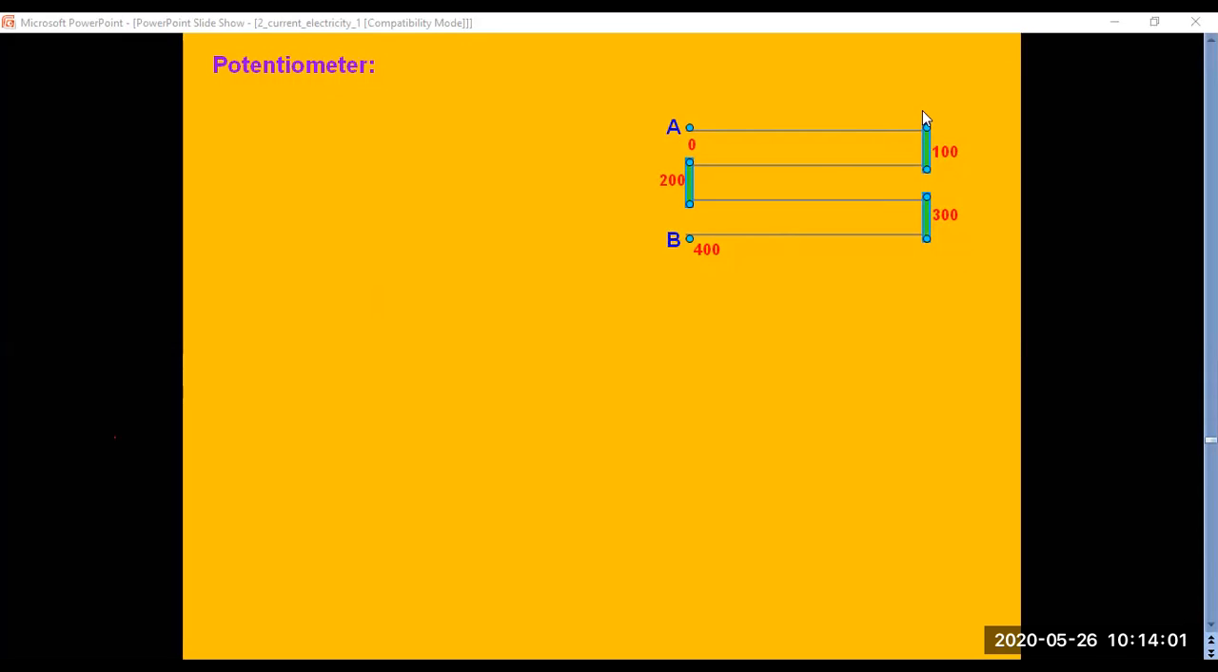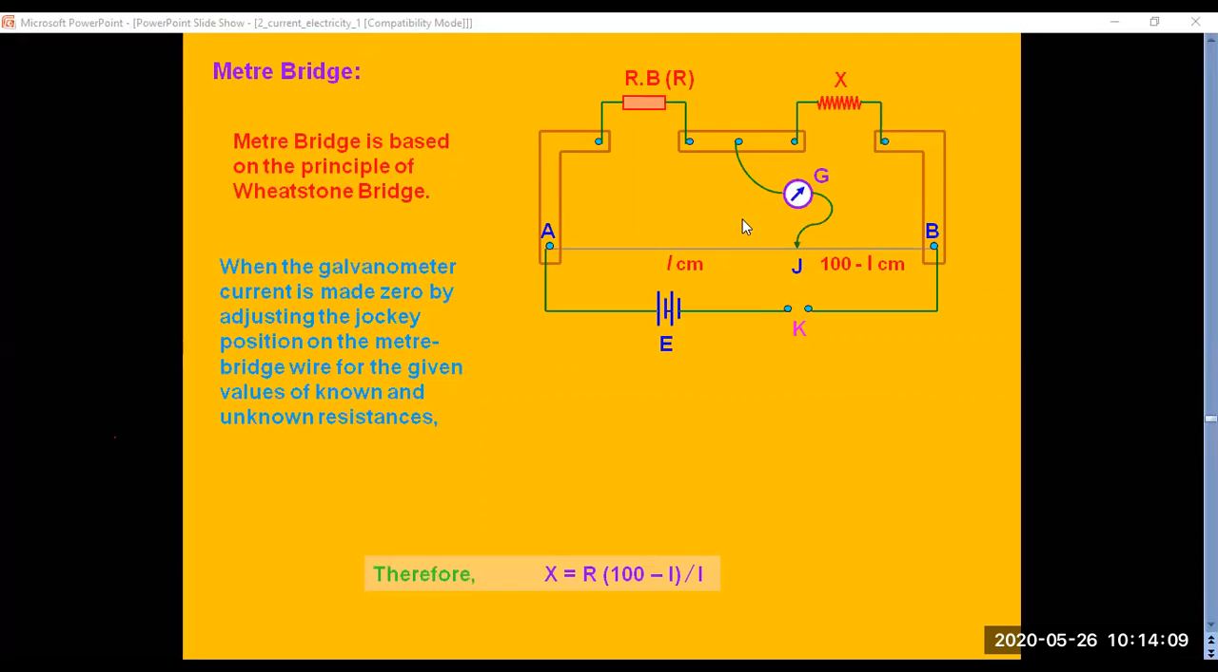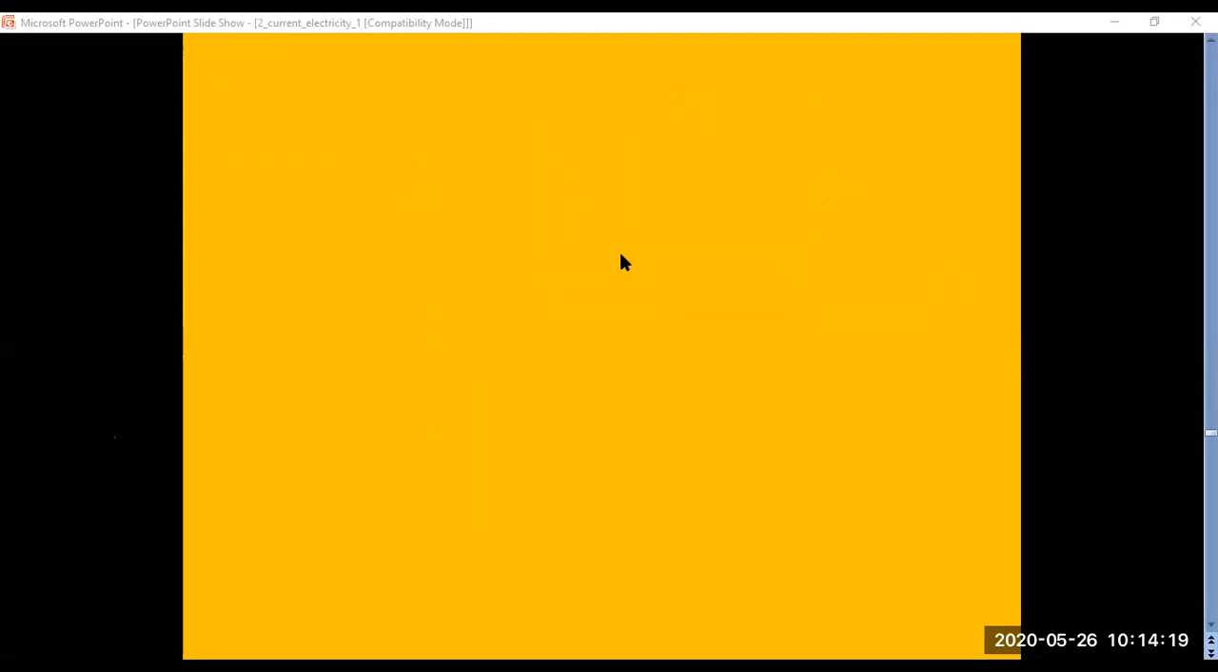So if a wire of longer length is there, then we can use a potentiometer. If only one piece of wire is given on a meter bridge, then we call the device a meter bridge. Now, why is a meter bridge used? You can find out the unknown resistance. What is the use of a potentiometer?